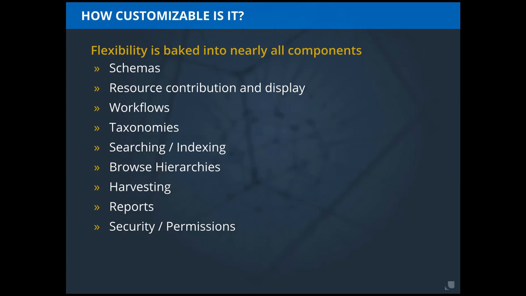You can customize your searching and indexing to be able to say these specific nodes need to be indexed in this way. Your browse hierarchies, maybe your users don't even know what they want to search for, and so you can set up your browse hierarchies to guide your users to content sets.